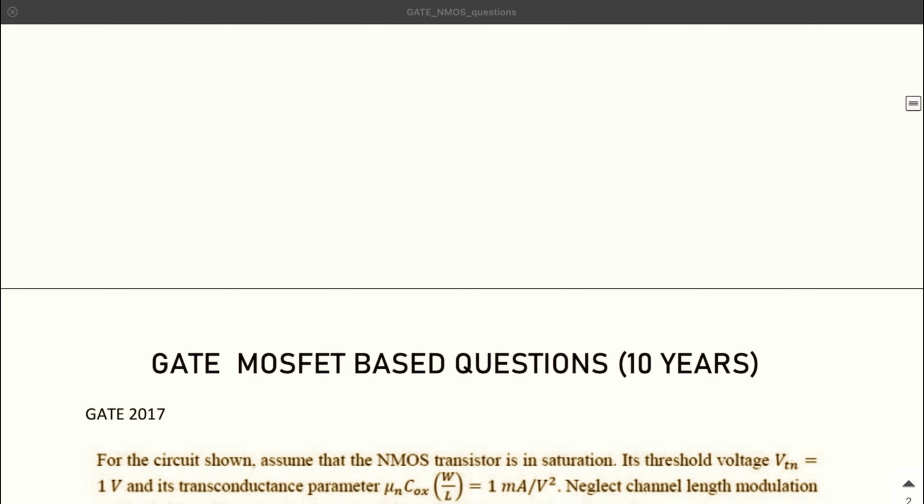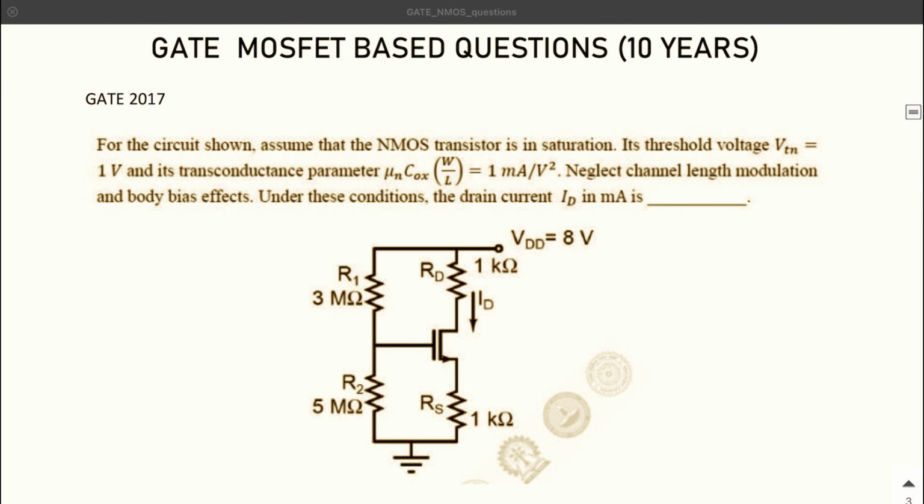Let's move to the next question. Again, we have a question from 2017. For the circuit shown, assume that the NMOS is in saturation. In this case, we are given that this transistor is in saturation, so that's a good thing. The threshold voltage is given as 1 volt. The transconductance parameter mu n Cox W by L is also given as 1 milliampere per volt square. We need to neglect the channel length modulation, that is lambda, and the body biasing effect, and simply find the drain current in milliamperes.